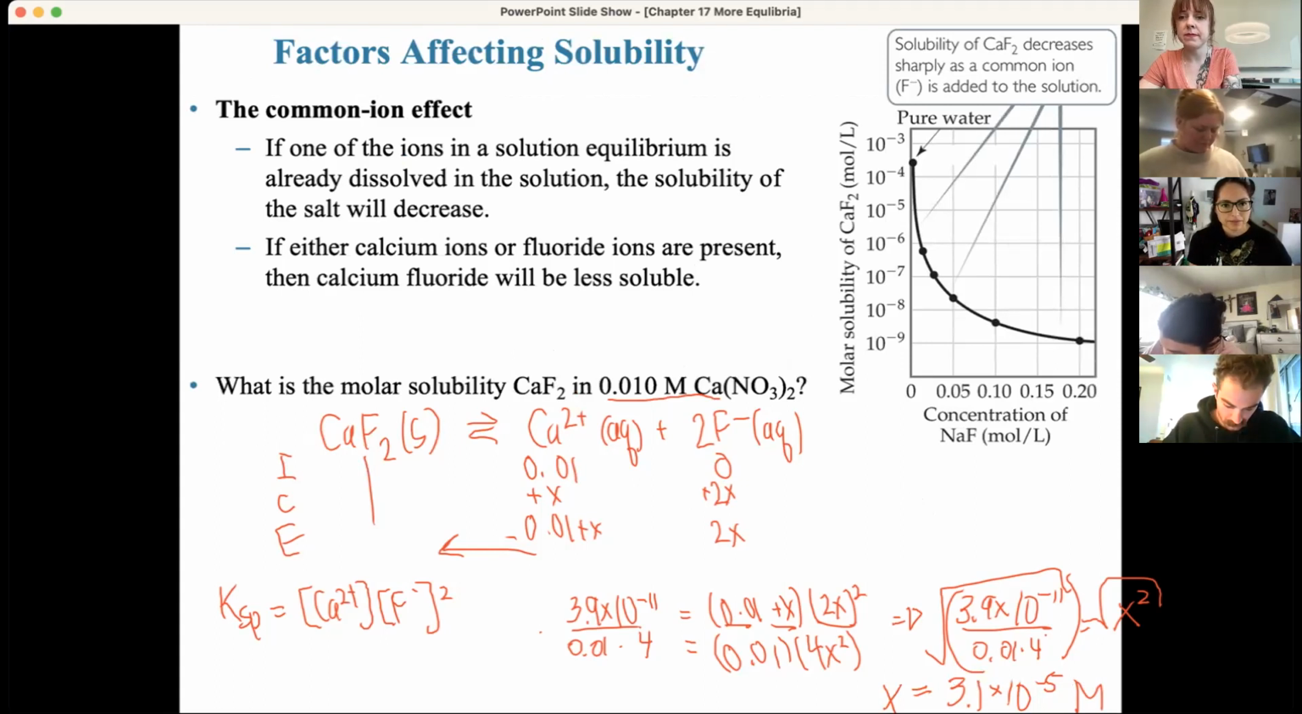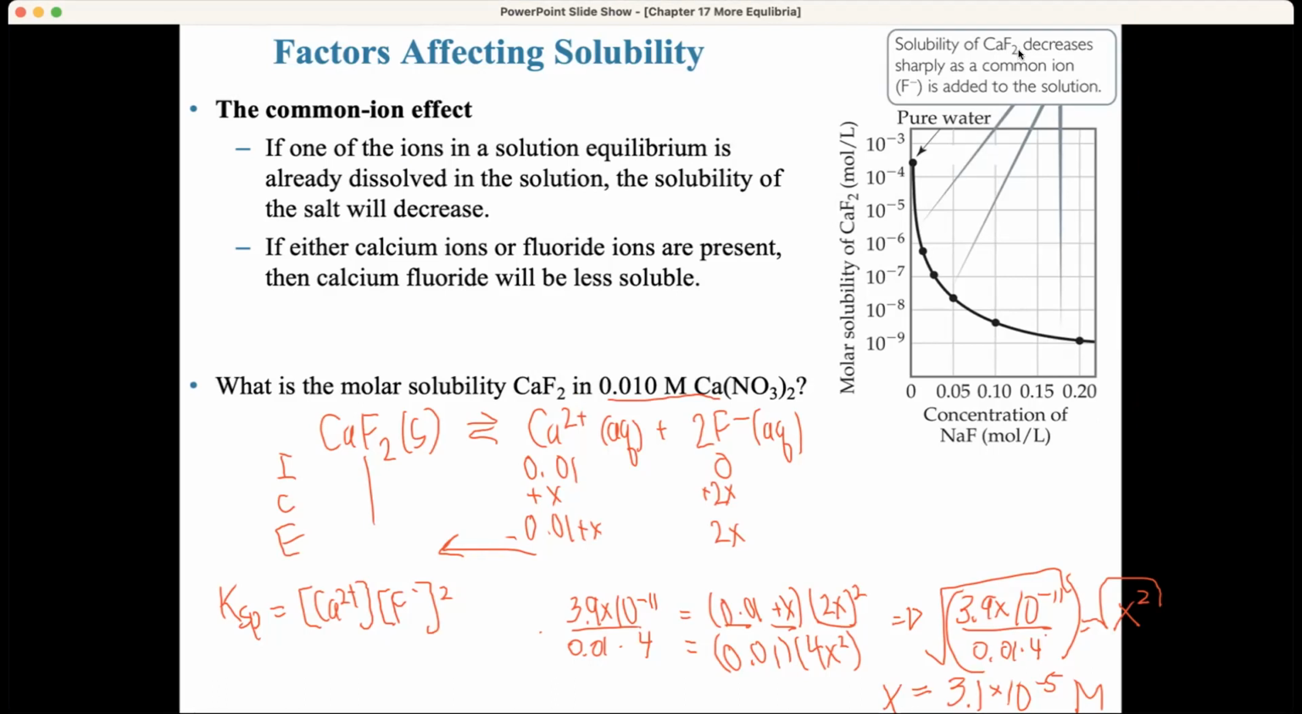Does that make sense? You could do the plus x and then you'd see it should be about the same. But there's no hard and fast rule about that one. Did we take away the plus x because we divided the 0.01 by the 3.9 times 10 to the negative 11? I'm glad you asked, because we're going to dissociate such a small amount. So look, if I go 0.01 plus the x I found, 3.1 e to the negative 5, I get 1.00312 times 10 to the negative 2. So I basically have the same number, right?